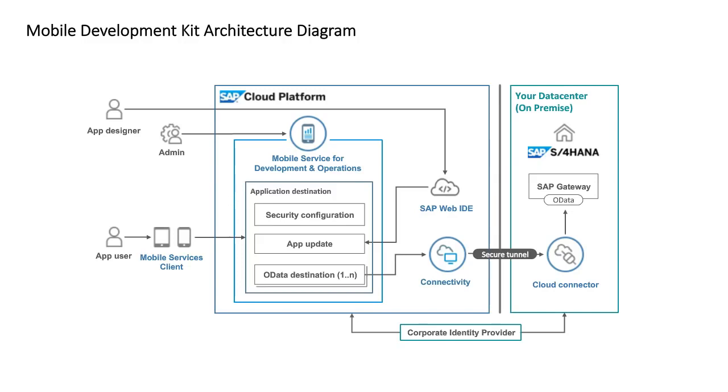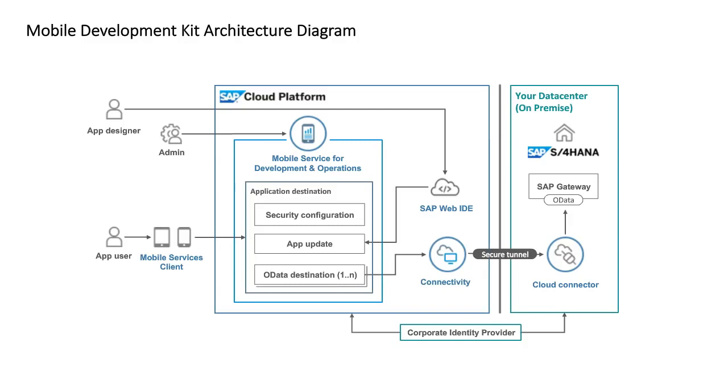The admin, which is a little bit below the app designer on the screen, configures an app in mobile services of type Mobile Development Kit. At that point, mobile services can communicate with Web IDE, where the project resides, the backend where the data resides, and also the mobile services client where the app user views the app. And finally, toward the bottom left, you see the app user. The app user accesses and interacts with the MDK app via that mobile services client. And the reason I mention that detail is because we're going to touch all three of those today.